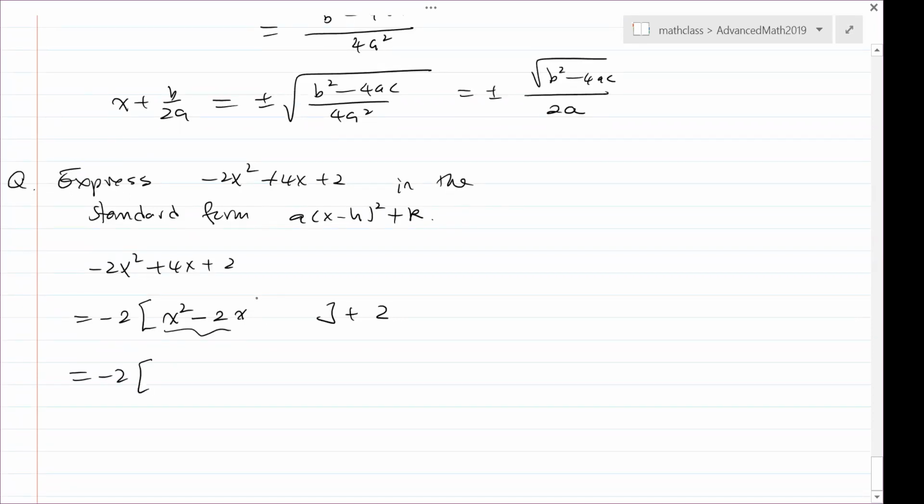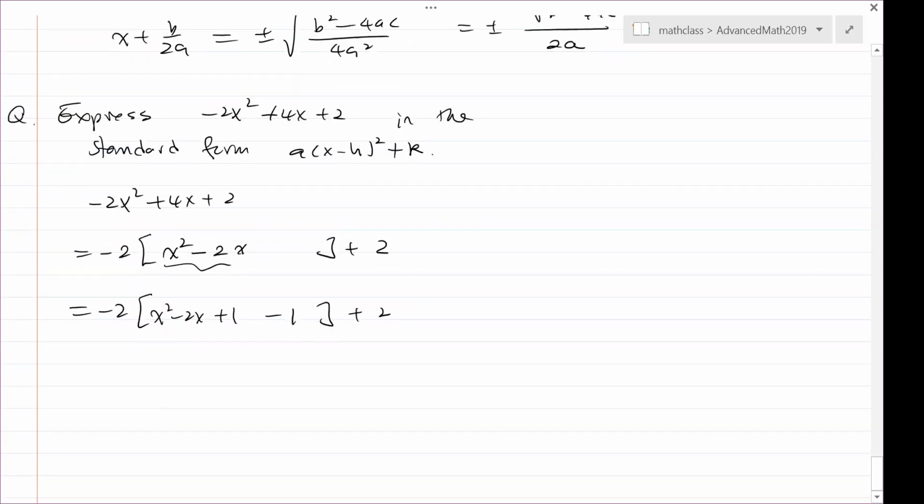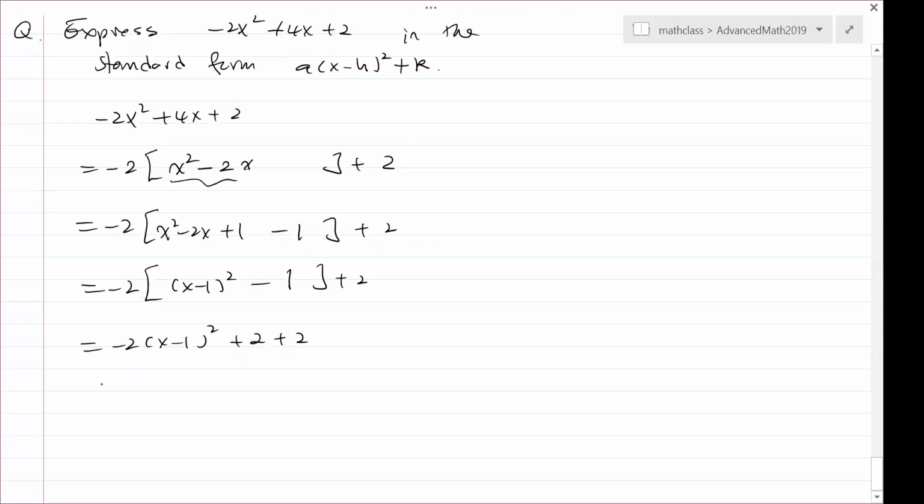So what term am I going to add here? I think I'm going to add 1. But when you add the 1, you have to subtract 1, okay? Then you will get (x minus 1) squared minus 1. Then you simplify it. Negative 2 times negative 1 is plus 2. And that's why you get 2. Here 2 plus 2 is 4, okay? So this is a good part.